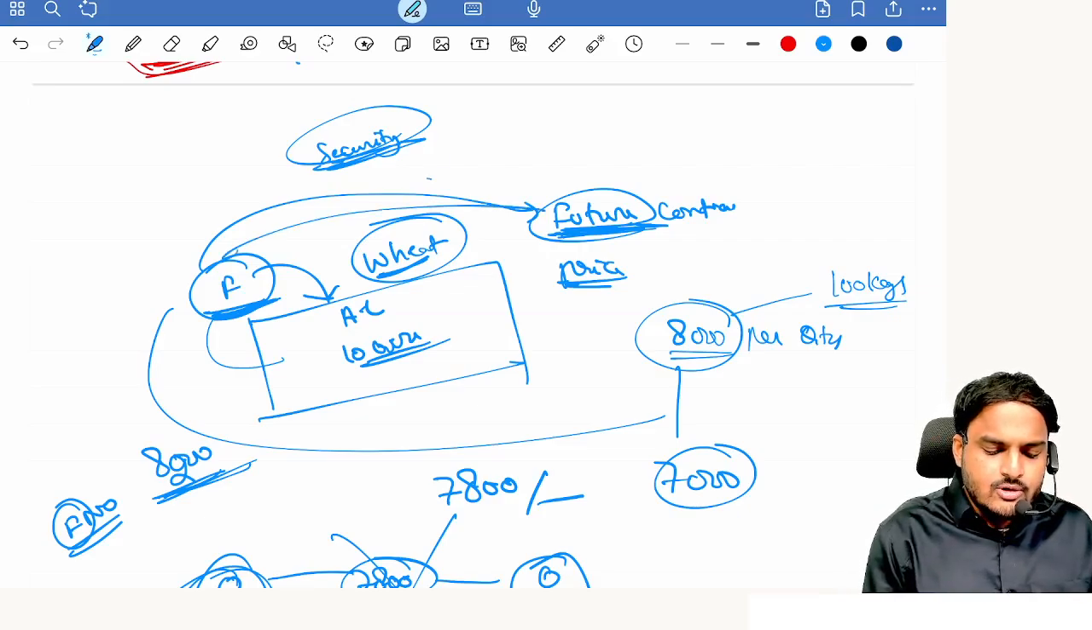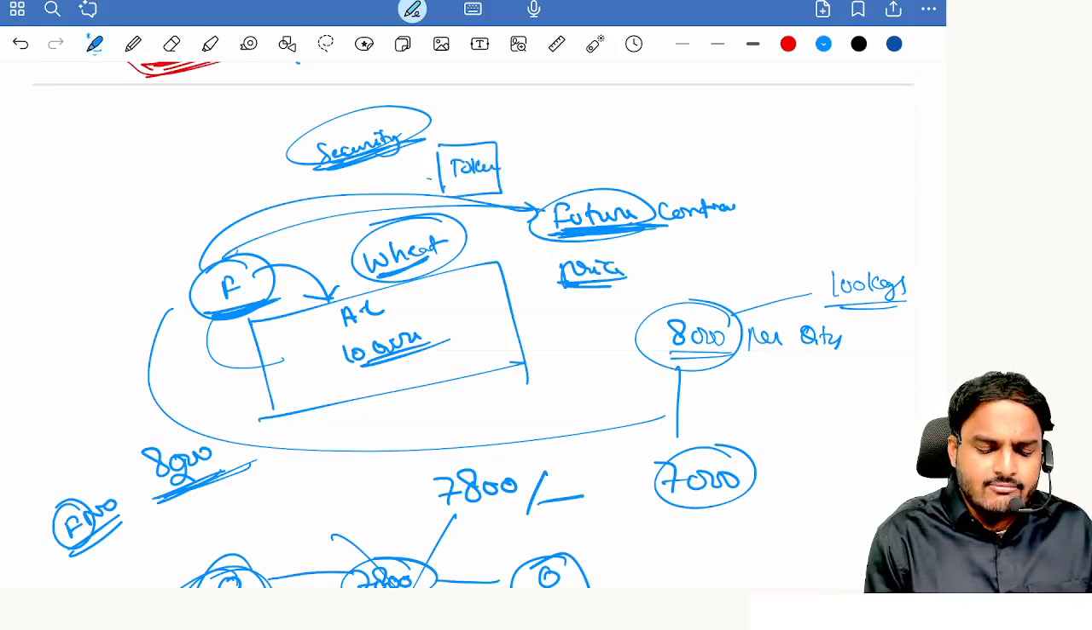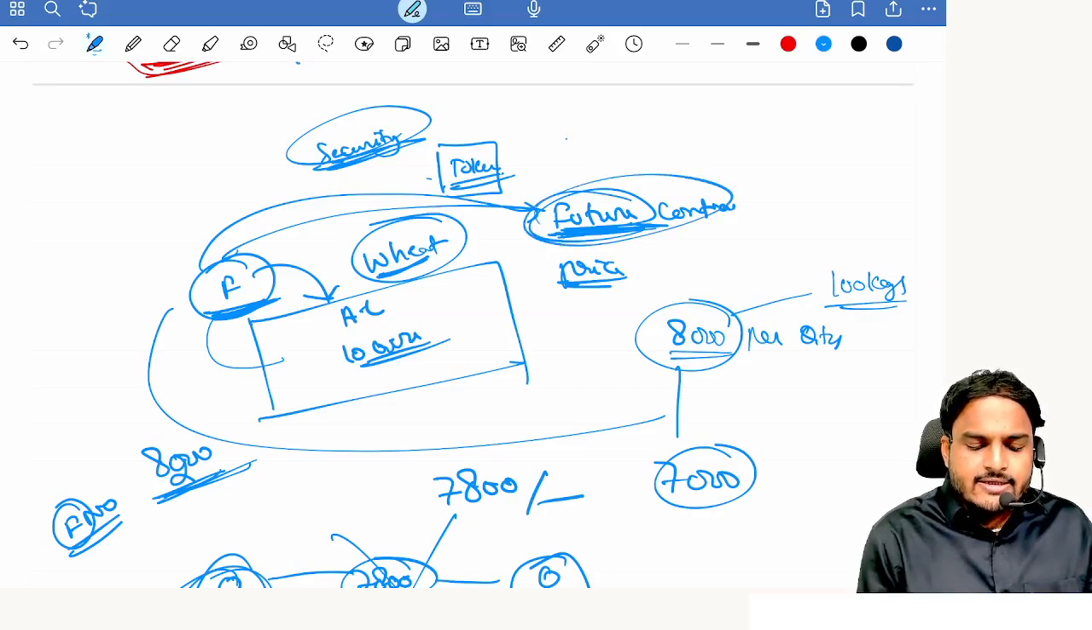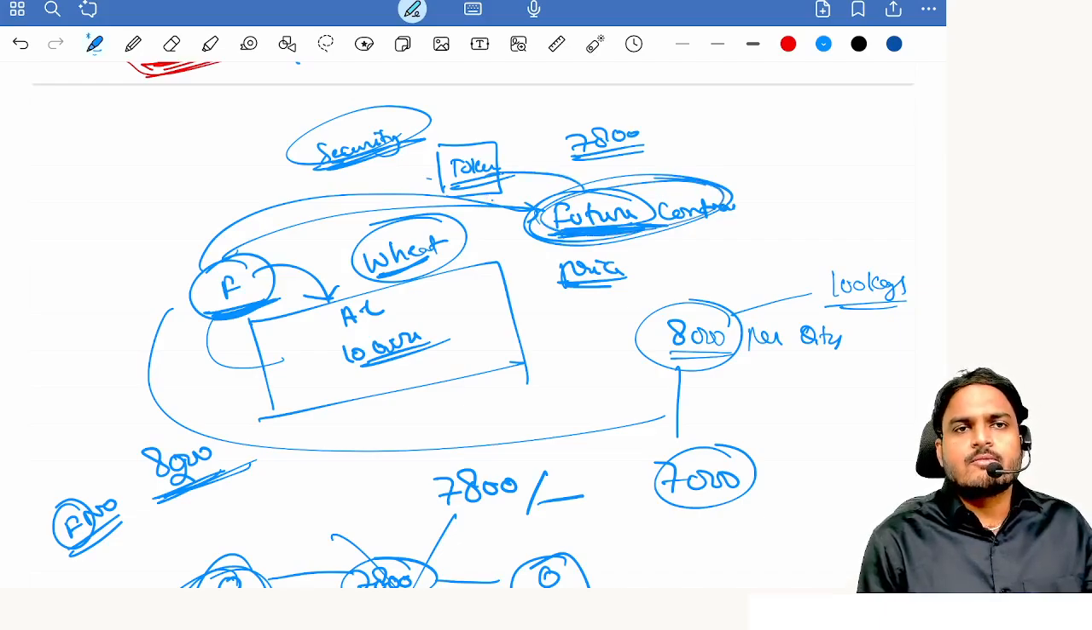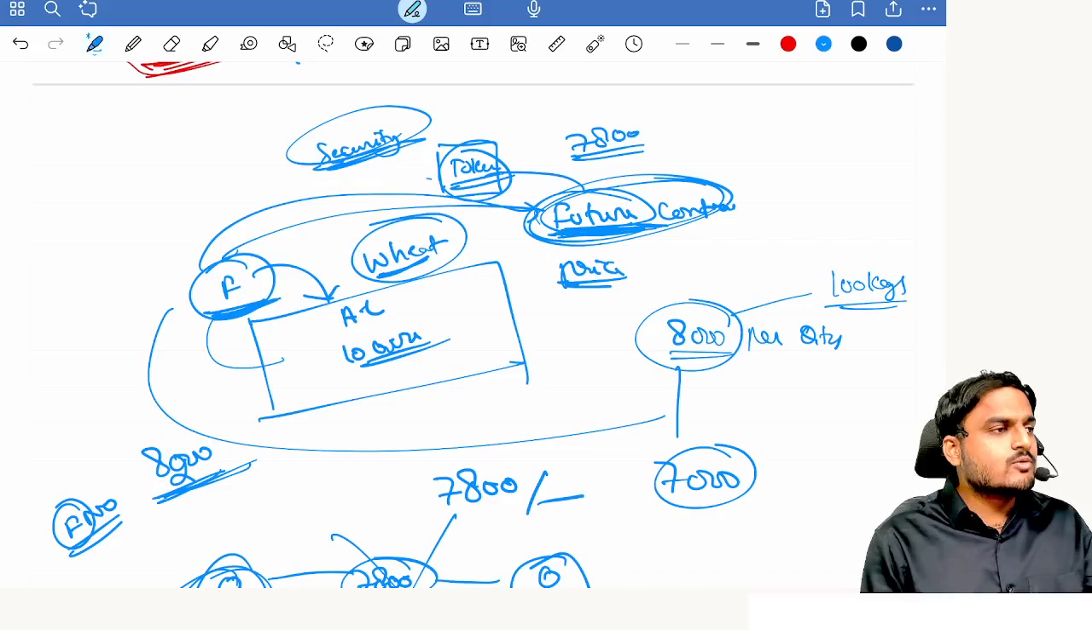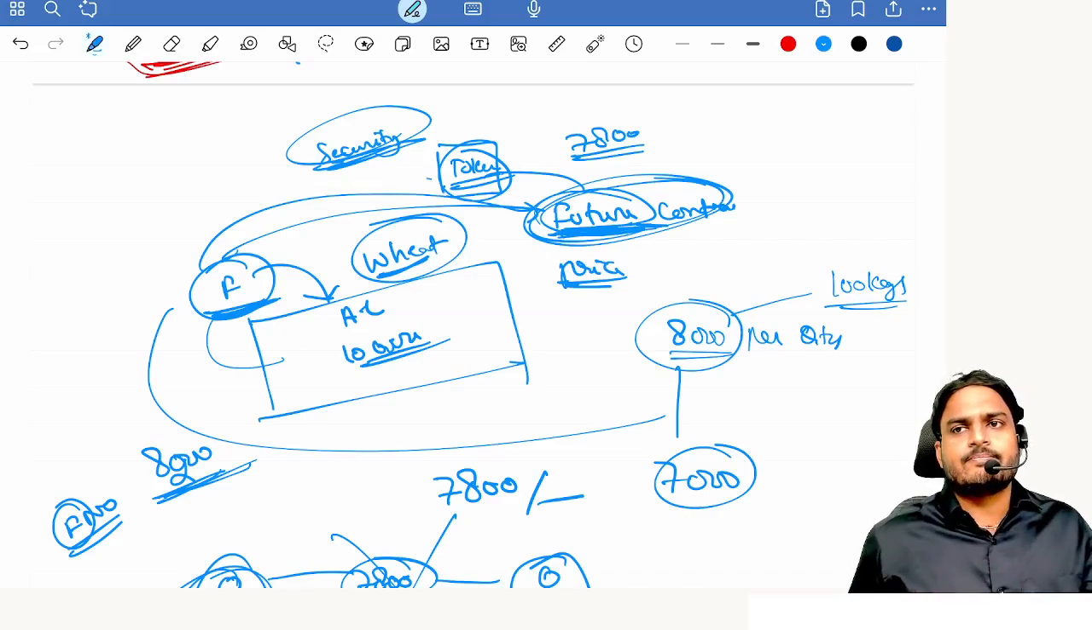Definitely what these people will do, they will create one token. "Okay, I will purchase all this wheat at 7,800 only." Like that, what is he giving? He is giving a token. We call it a derivative. Derivative is also a security.